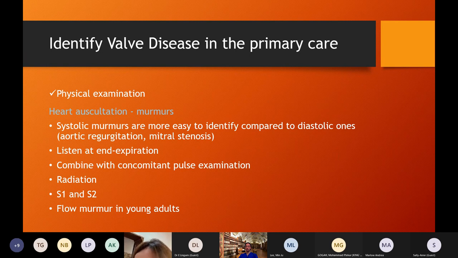In someone with severe aortic stenosis, the second heart sound is diminished because the aortic valve is not opening well, so the closing force is significantly reduced. Imagine a door closing from a fully open position versus closing from a mid-open position. So if you cannot hear the second heart sound clearly in the systolic murmur, that probably suggests severe aortic stenosis. On the other hand, if you have a very loud second heart sound, it may suggest pulmonary hypertension, where the pulmonary component of the second heart sound is actually loud. Be aware of flow murmurs in young adults; these are benign murmurs, but sometimes not easy to differentiate from pathological murmurs.